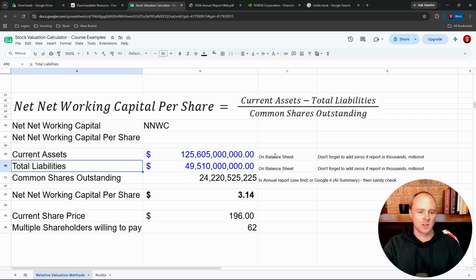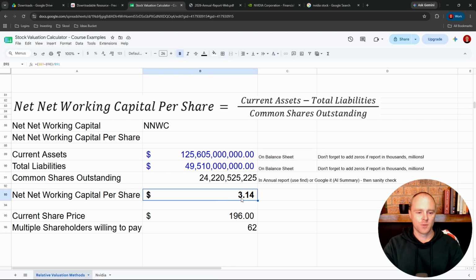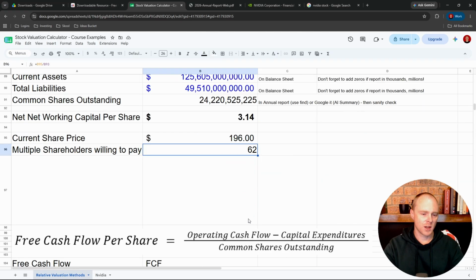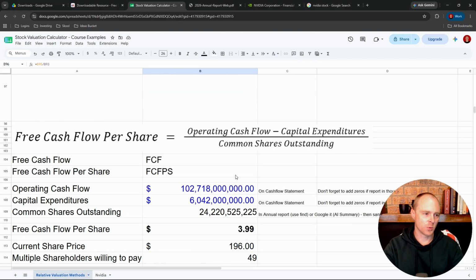We then get those two figures from the balance sheet and we get a value of $3. Because that's positive, that means, yes, this business can, using its current assets, pay off all its total liabilities. And so we get a 62 multiple.